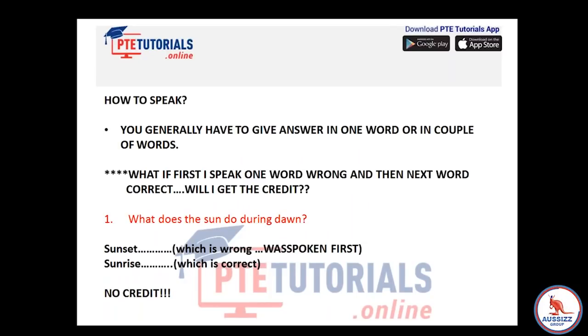What if I speak one word wrong and the next word is correct? Will I get the credit? No. If it is a list of one word, the software will only pick your first word. Whether it is correct or not, that is a secondary thing. But it will only capture your first word. If it is correct, you will get the credit, otherwise no.